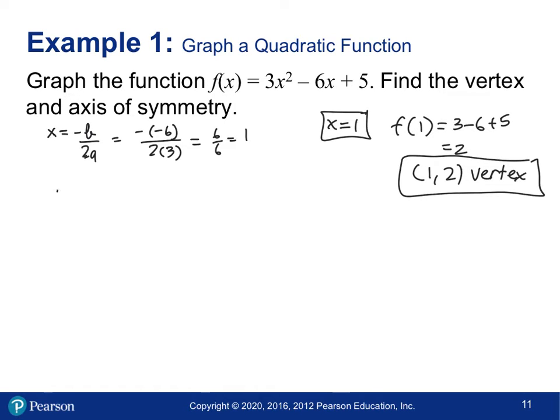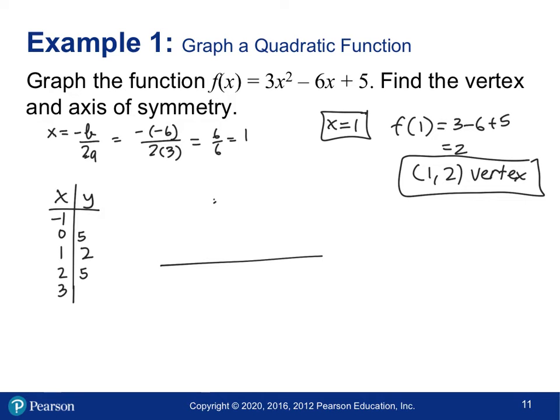Now to graph, I like to just make a table. Since our vertex point is the center point there, I'm going to pick values on either side and then plug those in and get the y values. Now the one with the 0 is probably the easiest one to figure out because the other terms are 0. So this would be 5, and because of the axis of symmetry, this is 5.